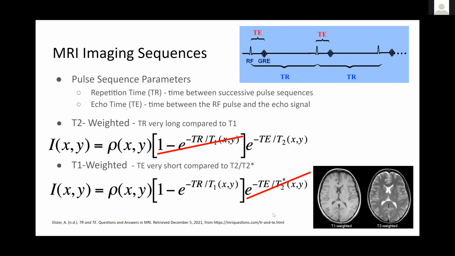Conversely, T1 weighted images are created by making TE very short compared to T2, which essentially eliminates the term, meaning the contrast and brightness of the image are predominantly determined by the T1 properties of the tissue. So in a T1 weighted image, the CSF is dark, the white matter is light, and the gray matter is gray. And you can see that in the T1 weighted image at the bottom right. And this therefore emphasizes the contrast between gray and white matter. The sequence that we'll consider is T1 weighted, which we'll go more into in future slides.